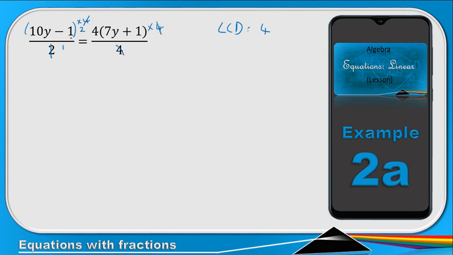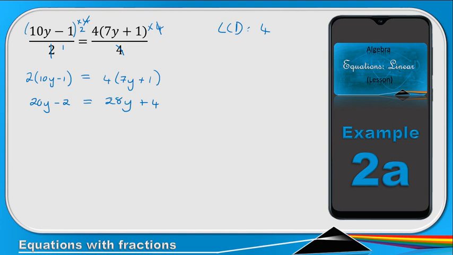And there we've immediately eliminated our fractions. So what is left now is we've got 2 times by 10y minus 1. This 2 is the 2 that was left when I cancelled, is equal to 4 times by 7y plus 1. And this is now basically where we were at with the previous linear equations, where we simply have to multiply out the brackets. So I have 20y minus 2 equals to 28y plus 4.